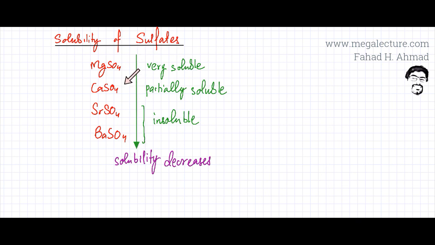Calcium sulfate is partially soluble. Strontium sulfate is also somewhat, you can call it insoluble. And barium sulfate is completely insoluble.